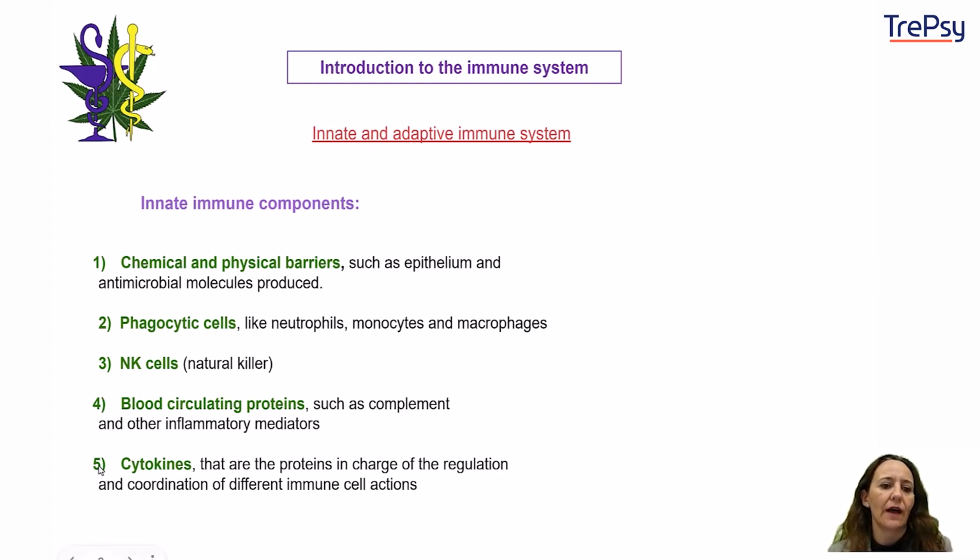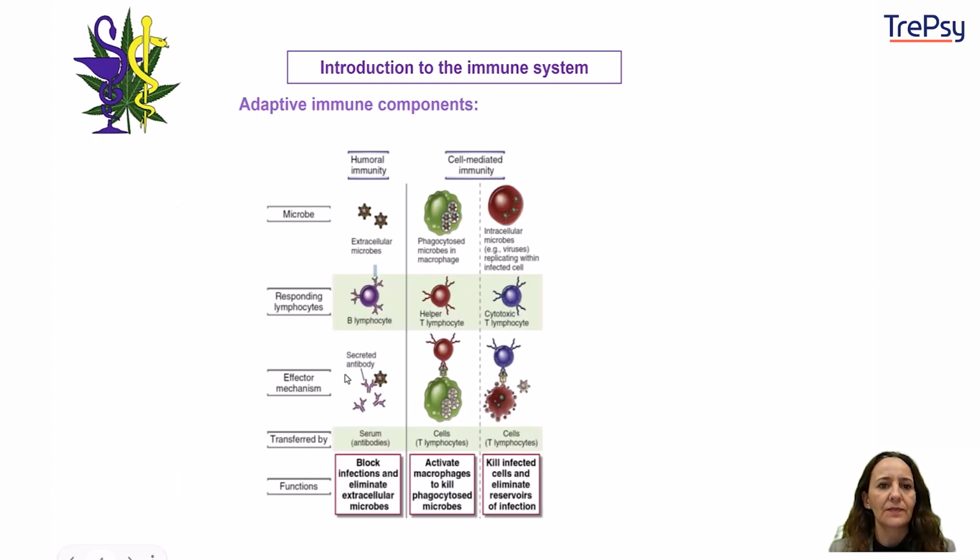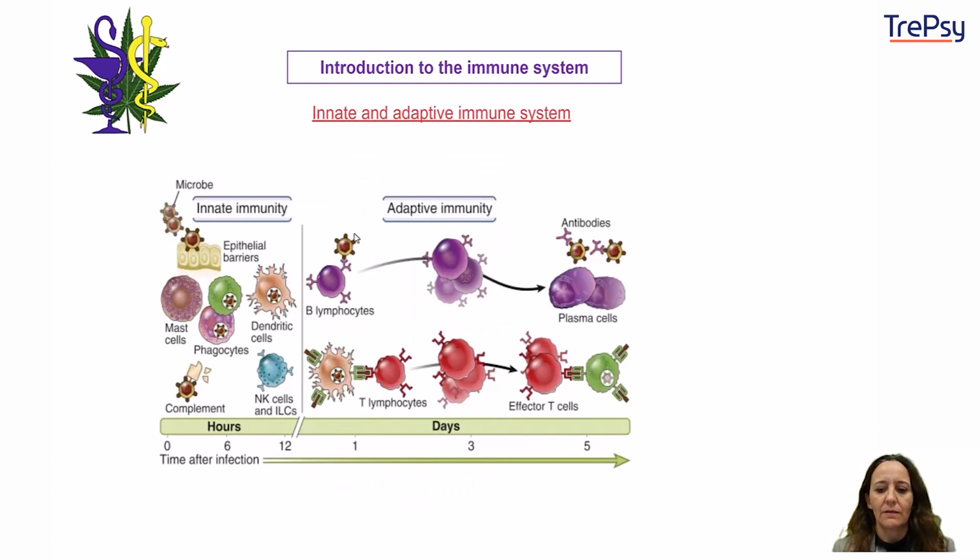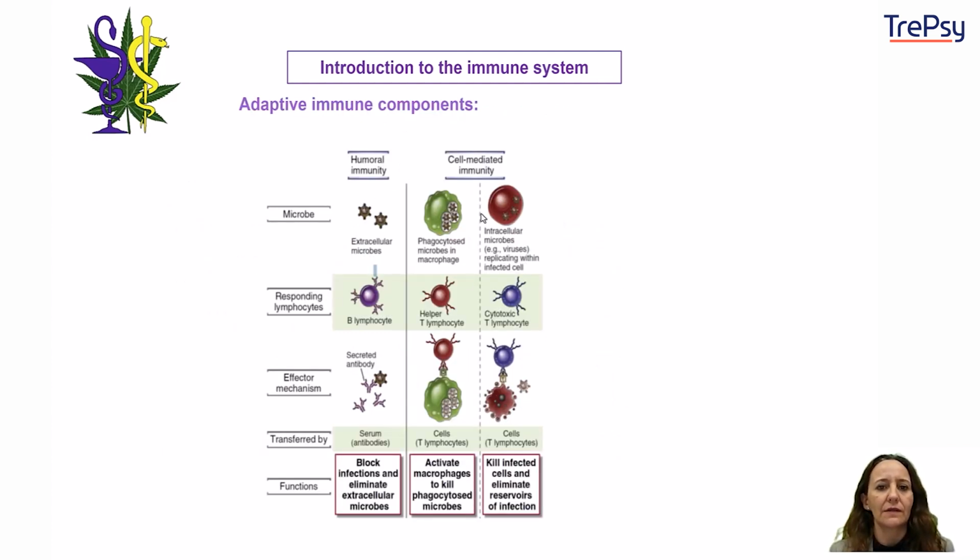And finally, we also have cytokines, that are the proteins in charge of the regulation and coordination of different immune cell actions. Regarding the adaptive immune components, we have the T cells and also the B cells. B cells are in charge of producing antibodies, and T cells, the helper and cytotoxic cells, are in charge of the cellular immunity.